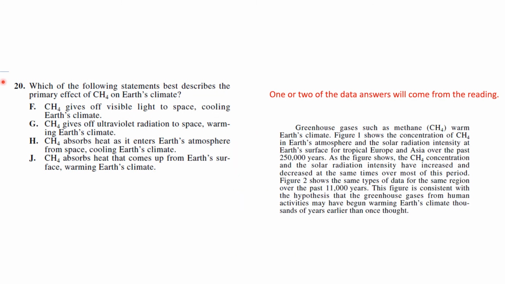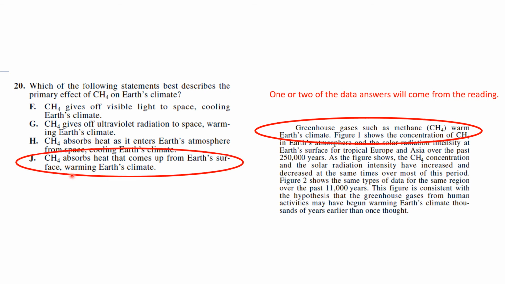Which of the following statements best describes the effect of CH4 on Earth's climate? So 1 or 2 will come from the reading or science knowledge. And so this one in the reading, it says greenhouse gas warms the Earth's climate, methane. So does it give off visible light? No. Give off ultraviolet light? No. Cool Earth's climate? No. Warm Earth's climate? Yes. J has to be our answer.